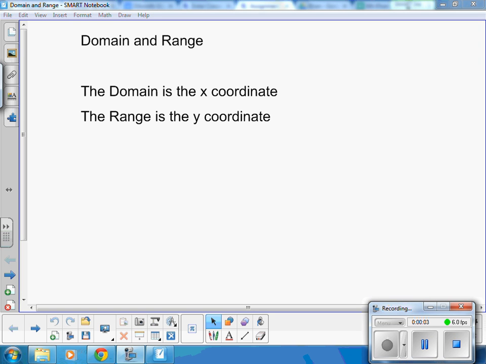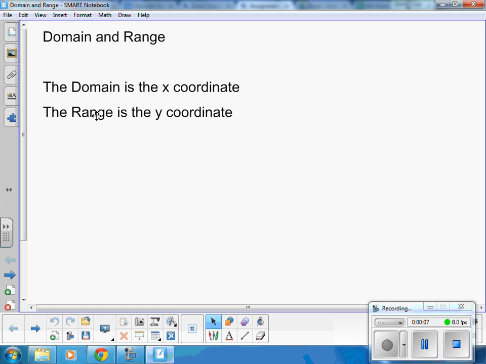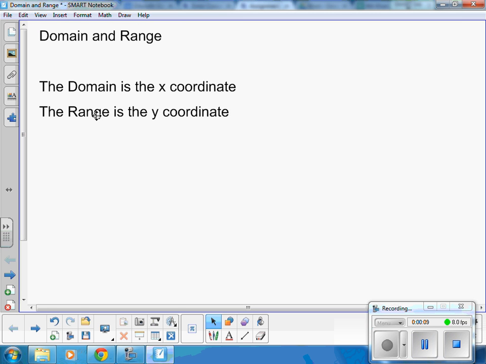Okay, in your journal that you bring to math class every day, you should write this down. The domain is the x coordinate, okay? Remember, on the x coordinate for the domain, this is the x. So that means it is how much left and right something is. The domain tells you how much left and right.